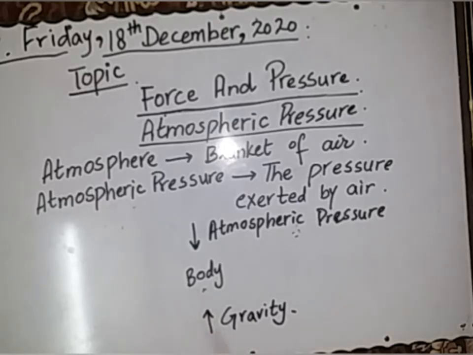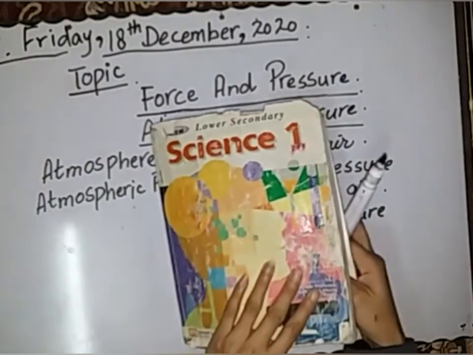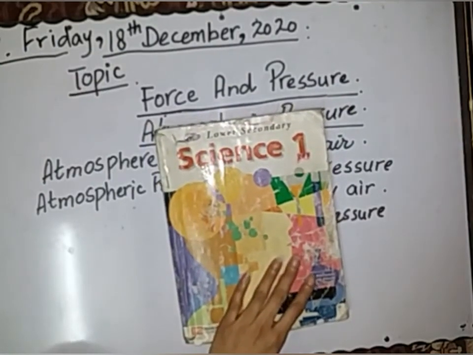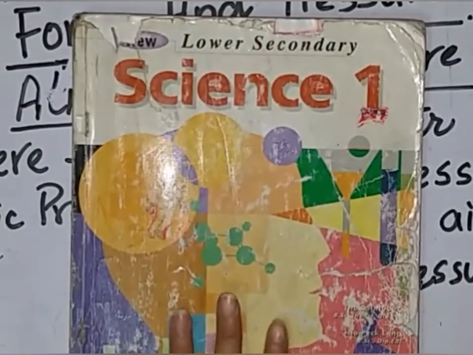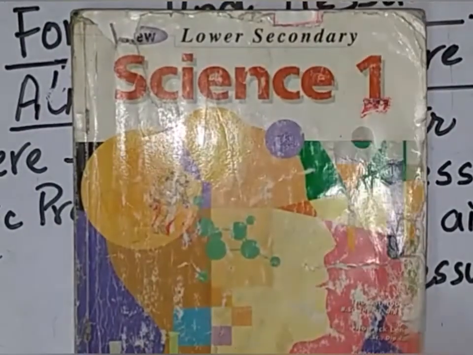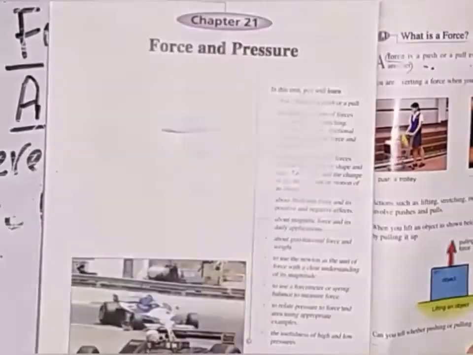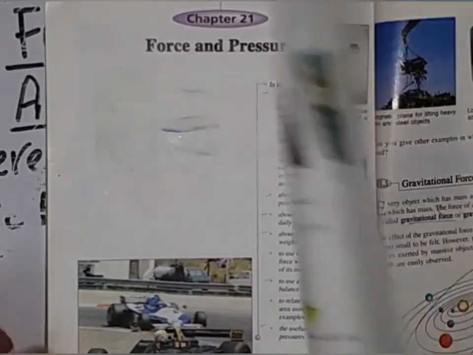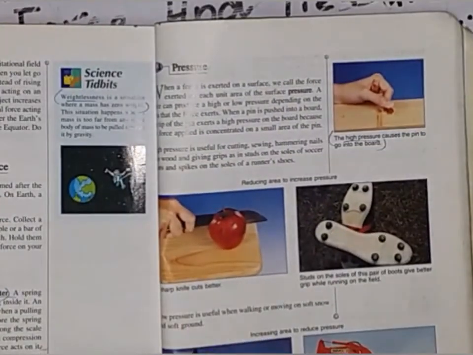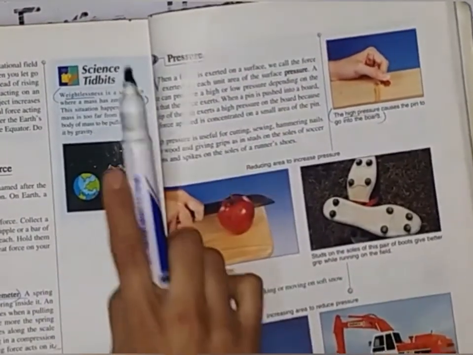Students, today our topic is Lower Secondary Science 1. Open your book, students. We have started our chapter, Chapter number 21, Force and Pressure. Today our topic is pressure. Let us read the chapter.